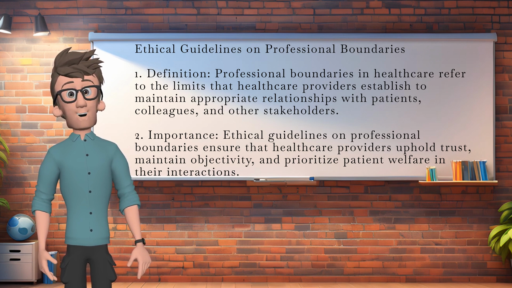Key components of ethical guidelines on professional boundaries. Clear communication. Healthcare providers should communicate clearly and professionally with patients, explaining the nature and limits of the professional relationship. Respect for privacy and confidentiality. Maintaining patient confidentiality is paramount. Boundaries help ensure that patient information is protected and only shared with those directly involved in their care. Appropriate physical contact. Physical contact should be appropriate and limited to what is necessary for the patient's care. Providers should always obtain informed consent before conducting physical examinations or procedures.